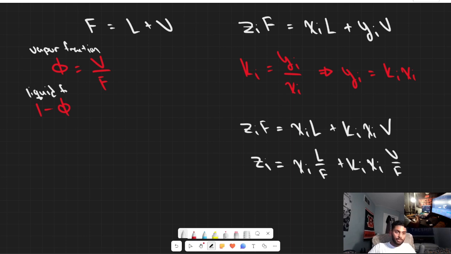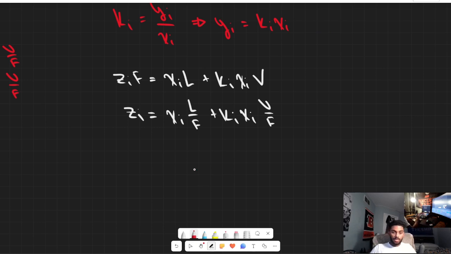Liquid fraction. So this looks like 1 minus V over F, but now if we look at it, well, 1 is simply just feed over feed minus V over feed. And if we rearrange this to F minus V, subtracting this to the other side, all we're left with is L. So this just equals L over F, which is this term here.